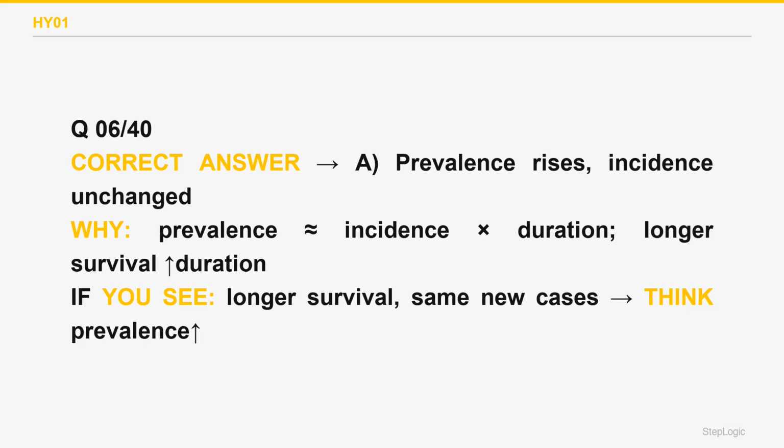Incidence measures the rate of new cases, which the stem says is unchanged, so it cannot be rising. Choice B, wrong. Treatment here prolongs life rather than curing, so it does not remove patients from the prevalent pool. Prevalence goes up, not down. Choice E, wrong. Same incidence plus longer duration means higher prevalence with unchanged incidence.